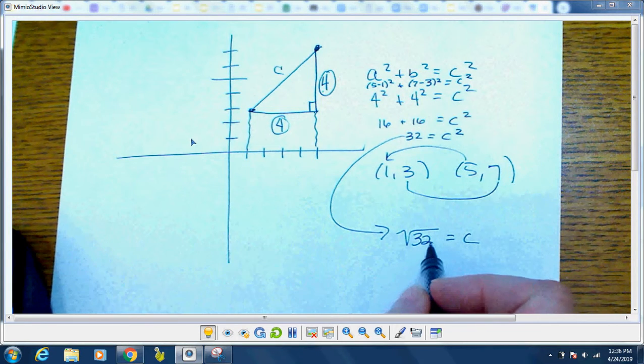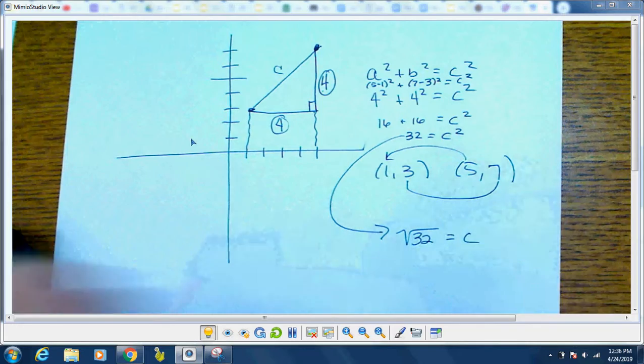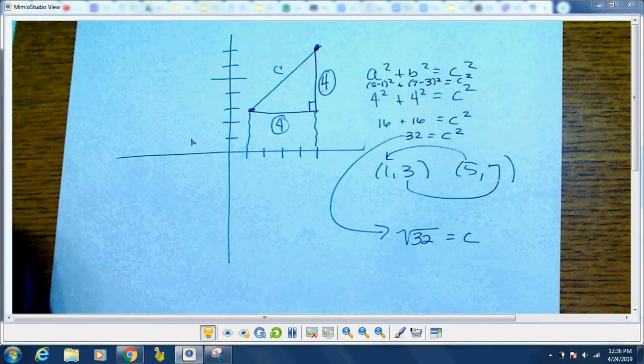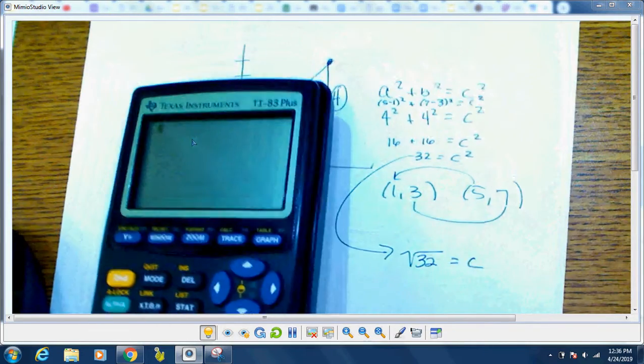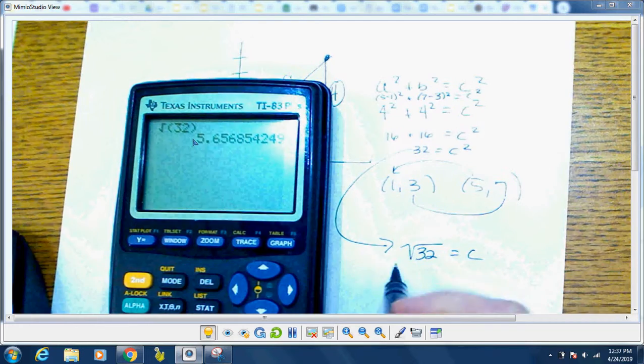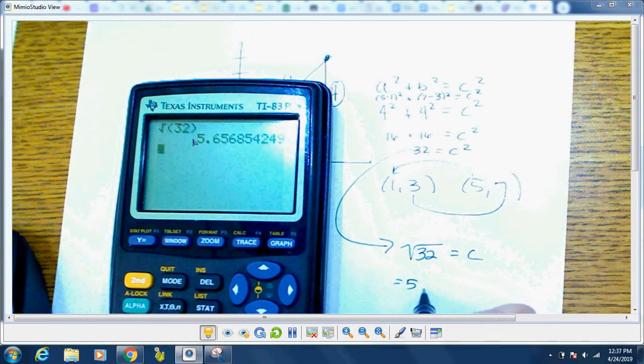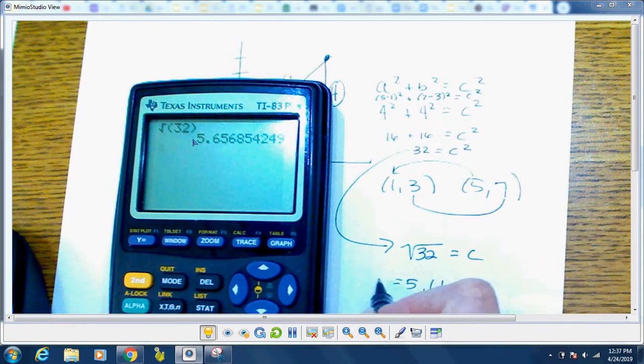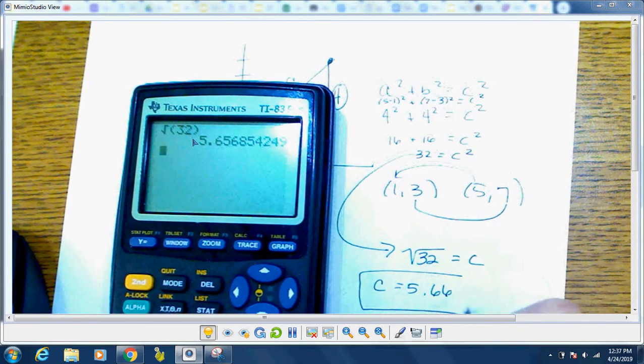And then on the worksheet it just says to round your number to the nearest hundredth or 2 decimal places. So I'm going to go square root 32 like that, enter, and I get 5.66. That's what that's going to round up to. So c equals that. So that is my distance.